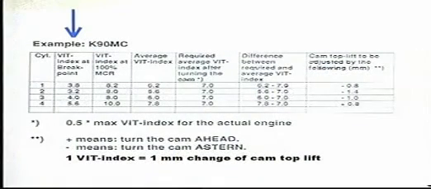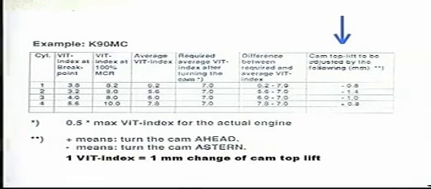Note down the VIT indexes at breakpoint and 100% MCR and calculate the average index. Determine the middle value of the VIT rack and calculate the difference between the middle index and the calculated average index. The result of this calculation will determine how much the cams are to be turned.